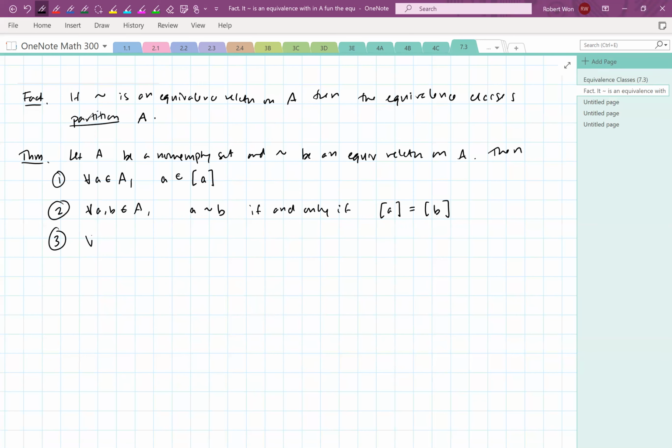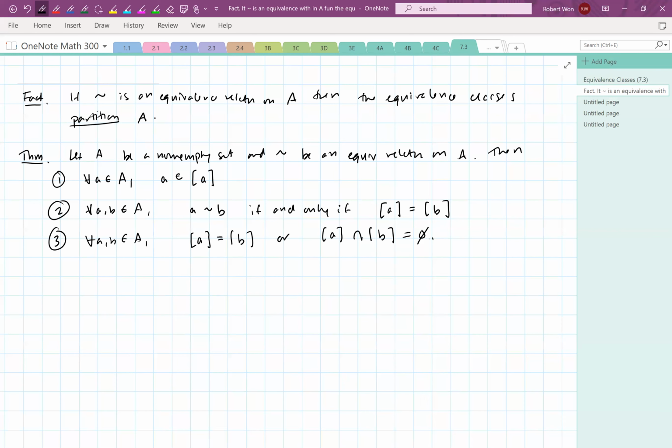And 3, for all a and b in A, if you look at the equivalence class of a and the equivalence class of b, either these are equal or they intersect in the empty set. They're disjoint.